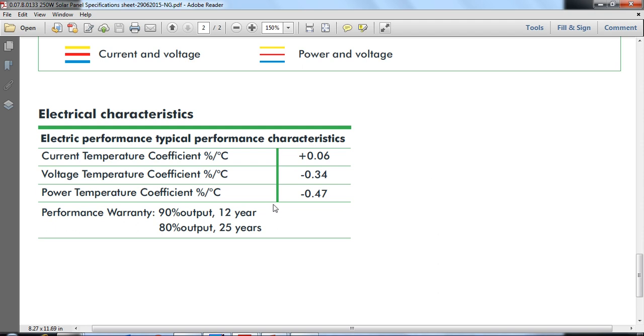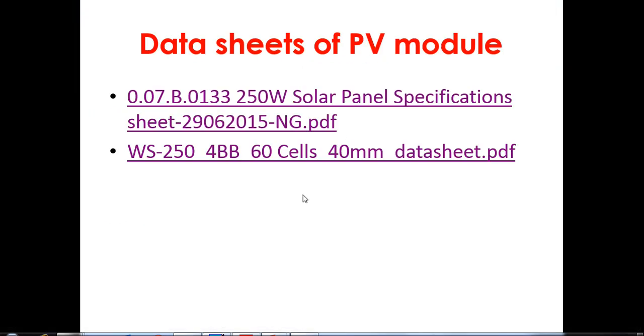For 90% output, 12 years. This is important. Up to 25 years, it might be 80%. So if a 100 watt panel is there, it will generate 100 watt power when it is new. After 25 years, theoretically, it will generate 80 watt. And similarly, it could happen after 12 years for 90% output.